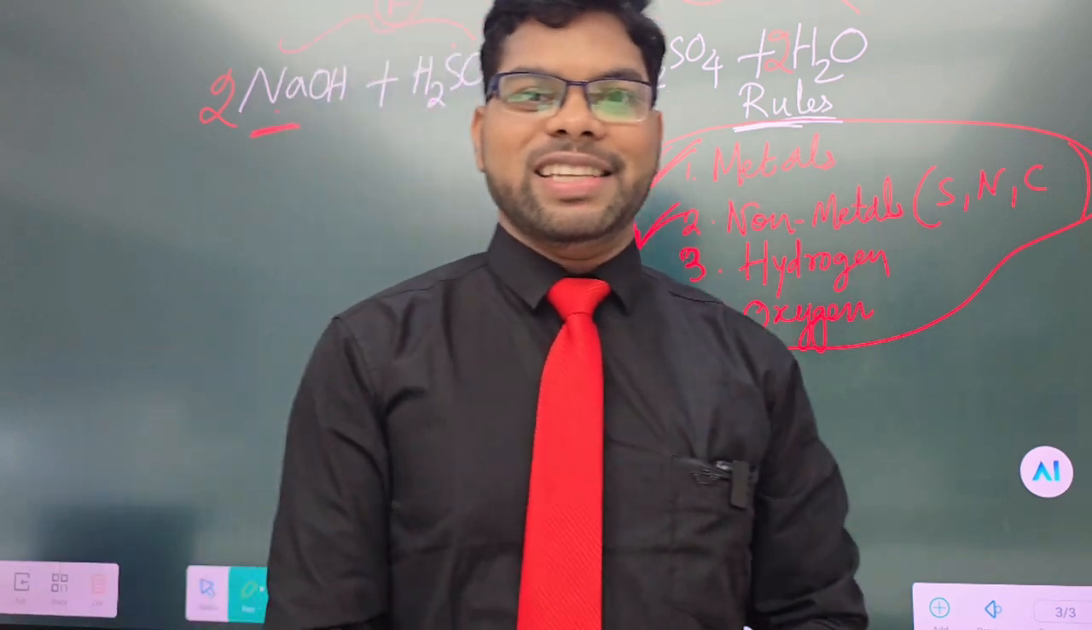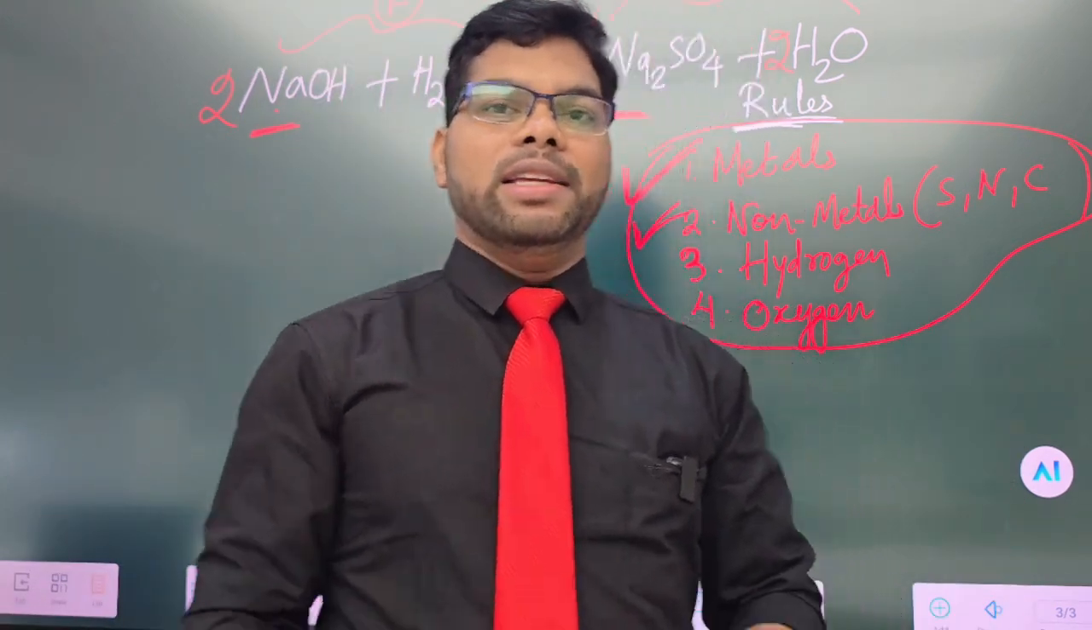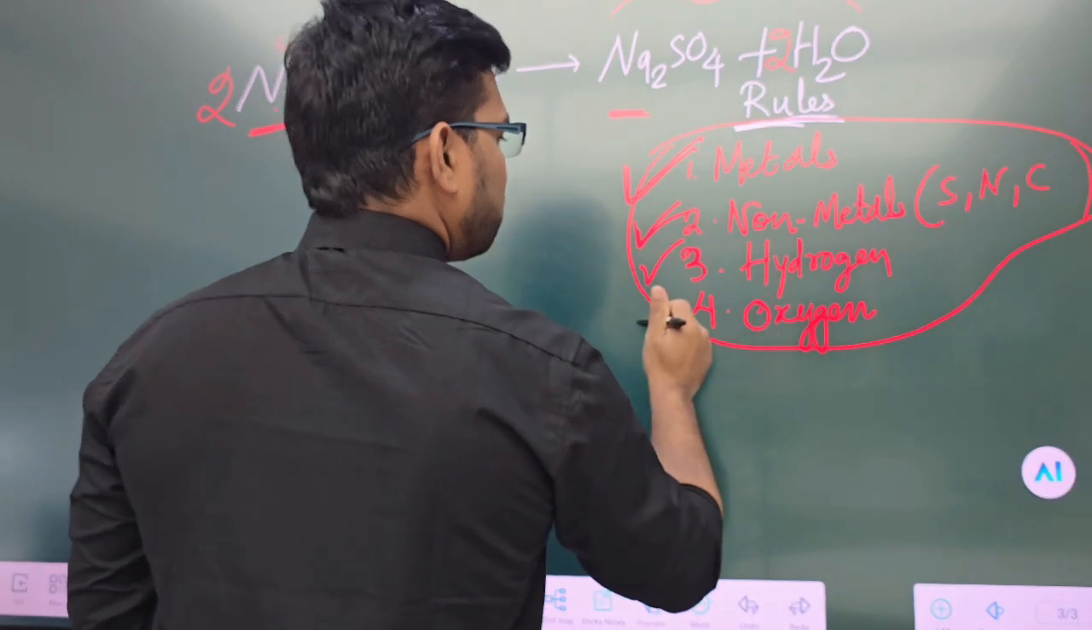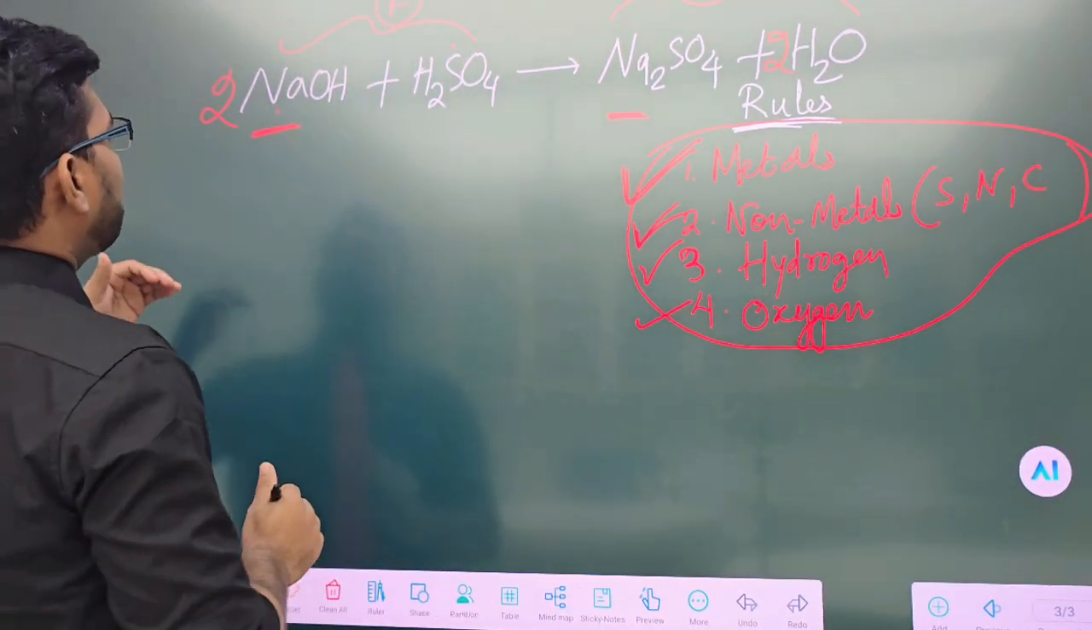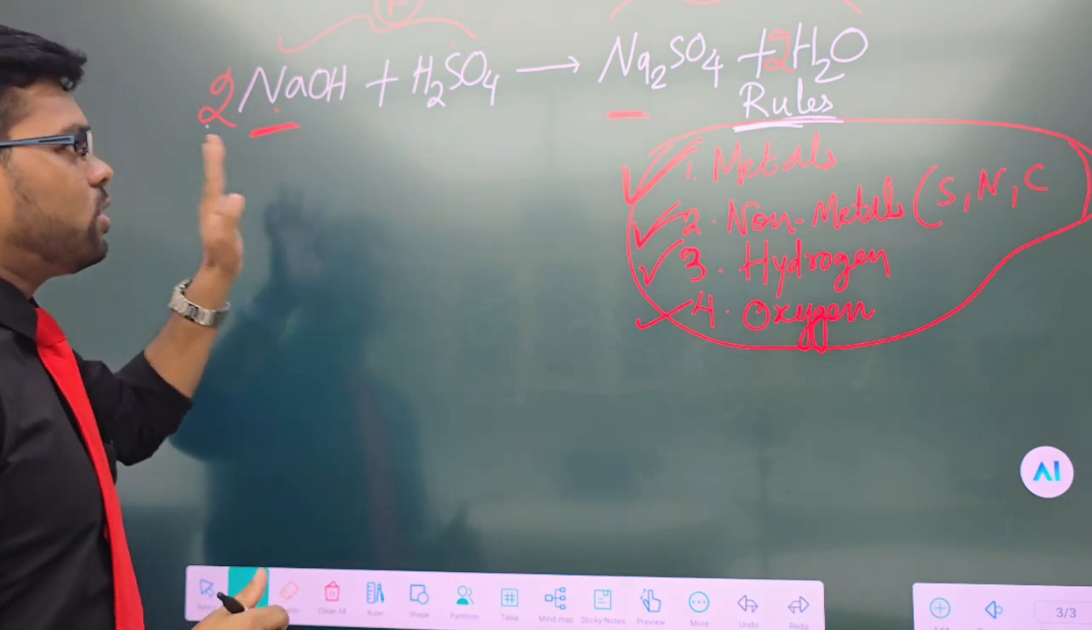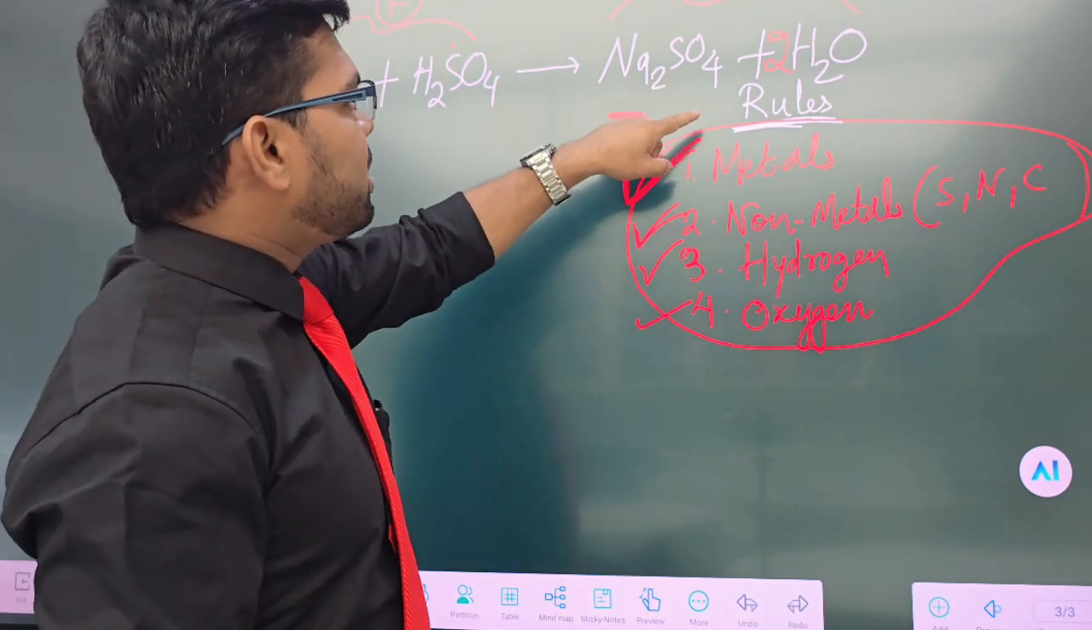Hydrogen is balanced. Now the last step is to balance your oxygen. Hydrogen done, now let us do oxygen. Count the oxygen. Here we have 2 oxygen, here we have 4 oxygen, total 6. Check the right side whether it is 6 or not.